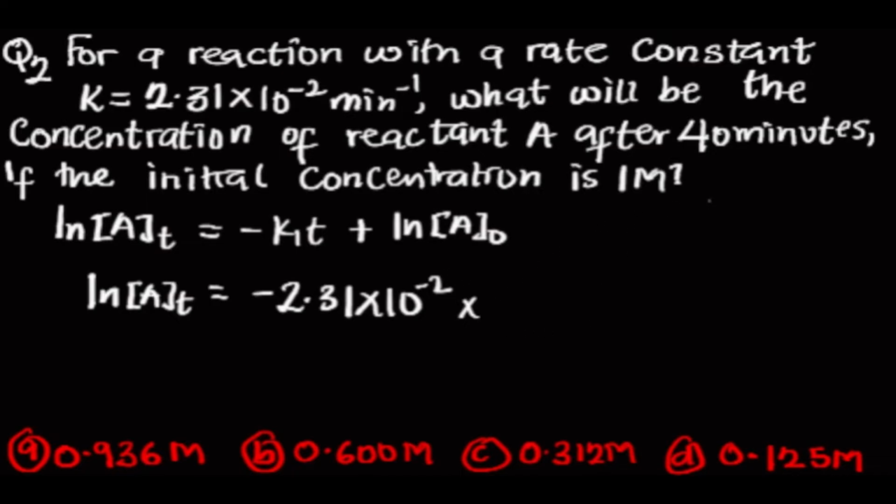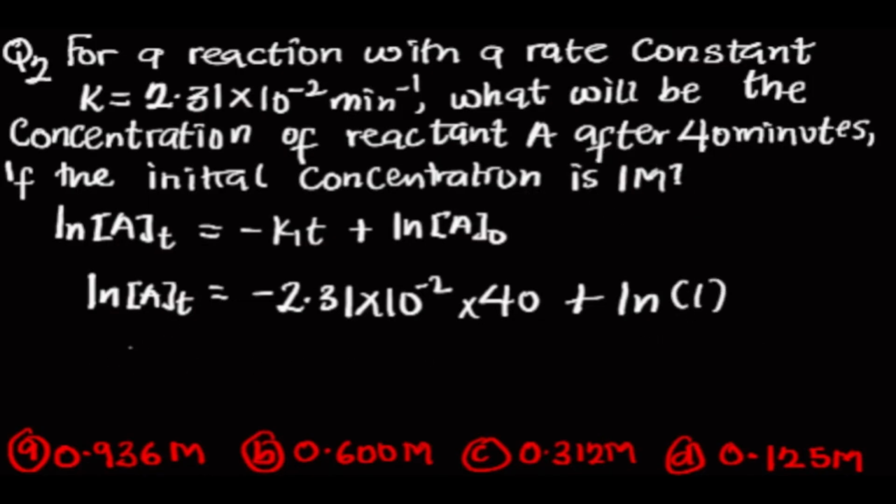Now some people will be like, should I convert this into seconds? If you convert this into seconds, that means you have to convert the rate constant also into seconds, and that's going to take a long time. So you just have to use it directly. So you're going to have minus 2.31 multiplied by 10 raised to the power minus 2, multiplied by 40, right? Then plus the natural logarithm of A naught, which is 1 molar, as you can see here. So I'm going to have 1 here, right?